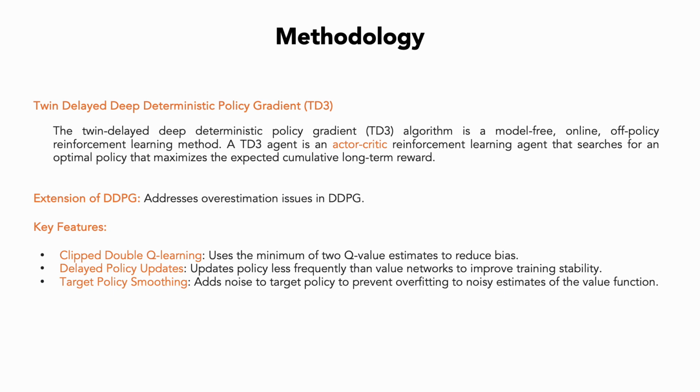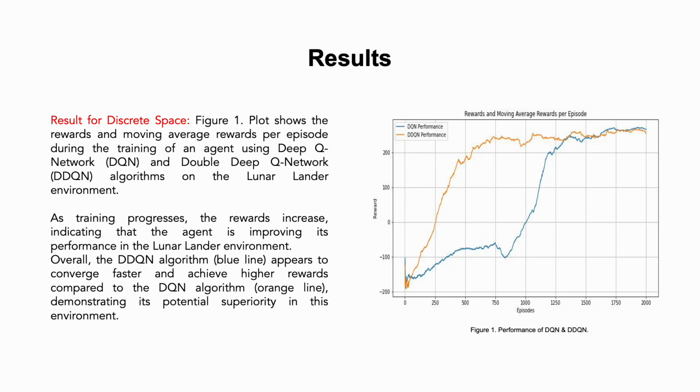TD3 has three technical modifications: employing twin Q networks to mitigate overestimation bias, updating the policy network less frequently to stabilize learning, and smoothing the target policy with noise to prevent exploitation of Q function inaccuracies. These make TD3 more robust and efficient in complex environments.